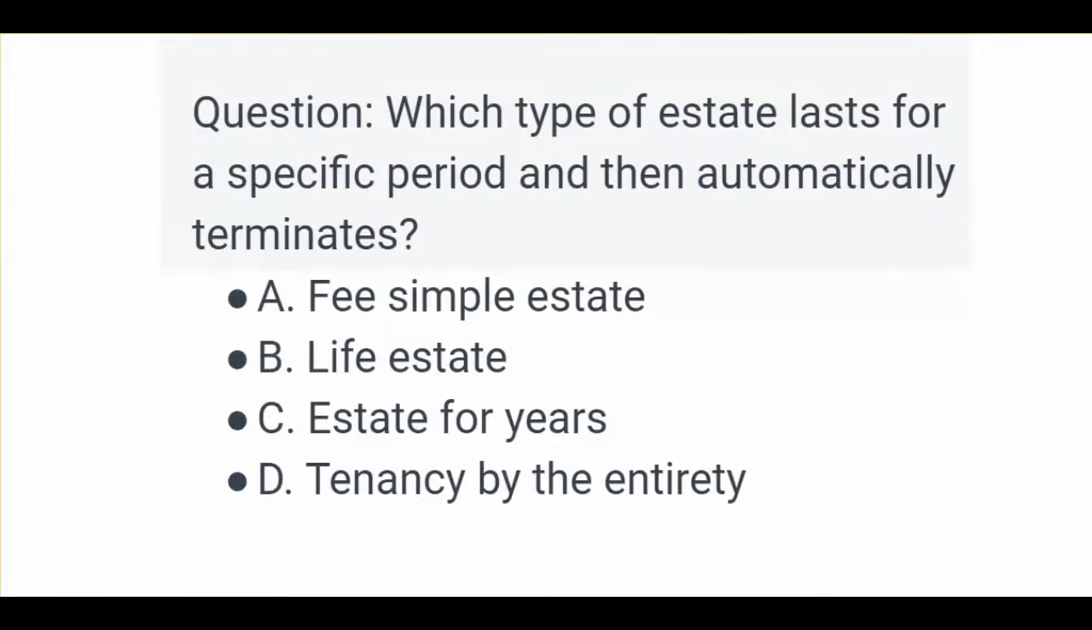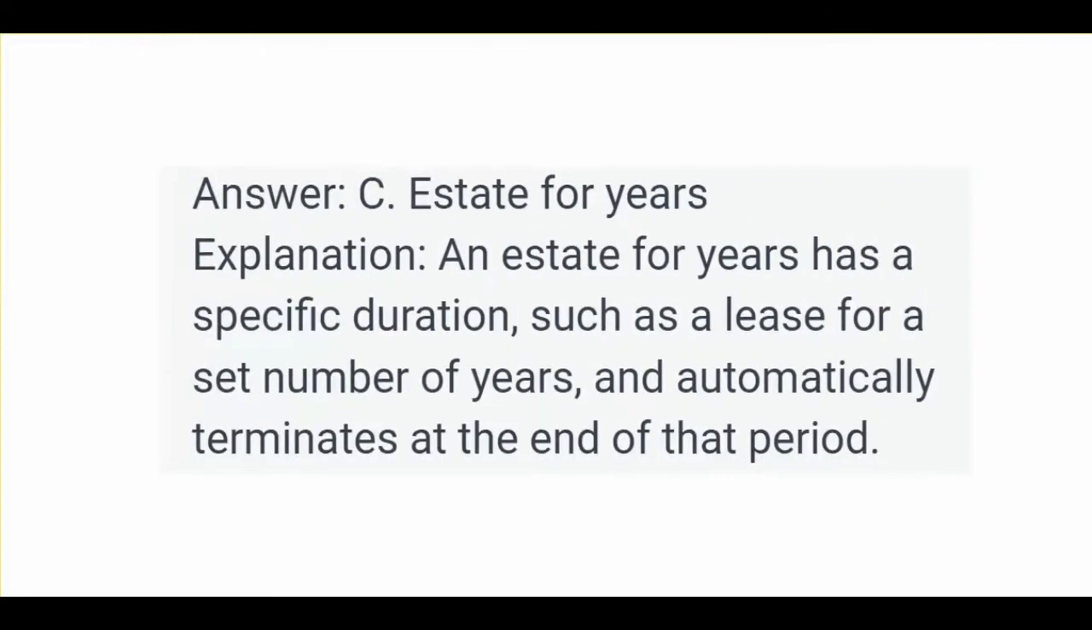Which type of estate lasts for a specific period and then automatically terminates? A, fee simple estate. B, life estate. C, estate for years. D, tenancy by the entirety. C, estate for years. An estate for years has a specific duration, such as a lease for a set number of years, and automatically terminates at the end of that period.